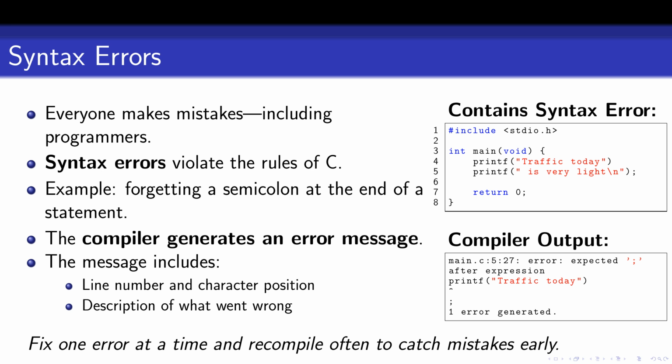That brings us to a common challenge: syntax errors. These occur when you break the rules of the programming language, such as forgetting a semicolon or a closing parenthesis. Syntax errors prevent your program from compiling, and the compiler will display an error message to tell you something's wrong. In the example on the slide, the programmer forgot the semicolon after the first printf statement. The compiler points out where it expected the semicolon and shows exactly where the issue occurred.